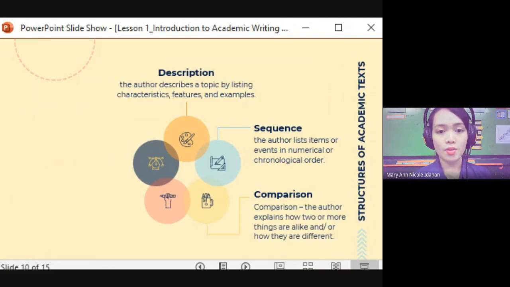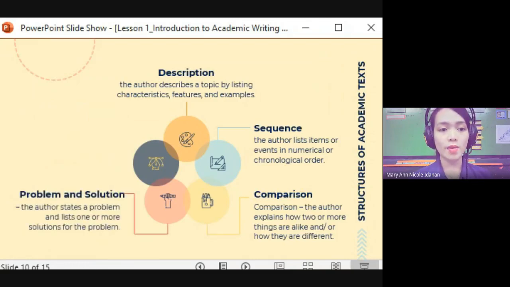Next, comparison. The author explains how two or more things are alike or how they are different. For example, your topic is about the government, specifically the government of the Philippines and the government of the US or USA. If the structure of academic text is comparison, then you are seeing the similarities and differences of the US government compared to our government, how they are alike, how they are the same, and how they are different in what aspects. Or another example is comparing modern Filipino women to ancient Filipino women. You are going to compare in what aspect these women are alike or the same, and in what aspect these women are different.